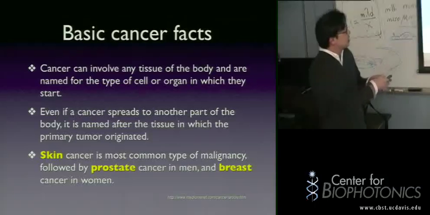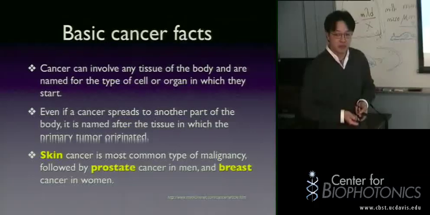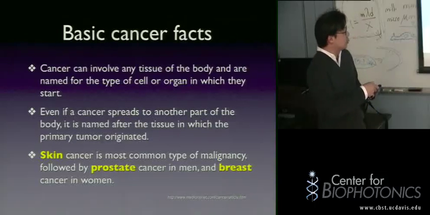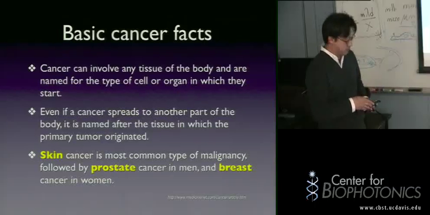So that's what I'm saying. Even if cancer spreads to another part of the body, it's still named after the tissue in which the primary tumor started. Skin cancer is the most common type of malignancy, followed by prostate cancer in men and breast cancer in women.